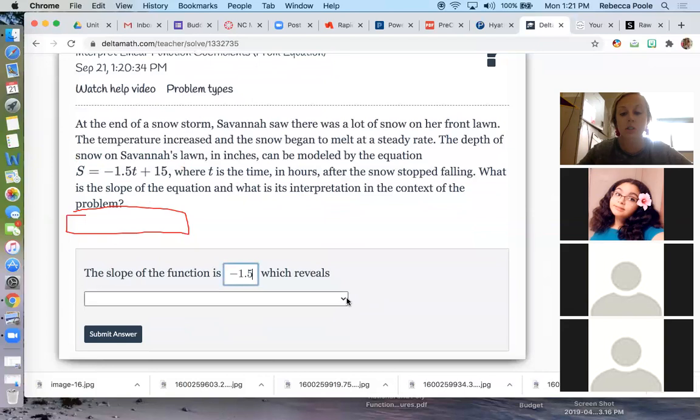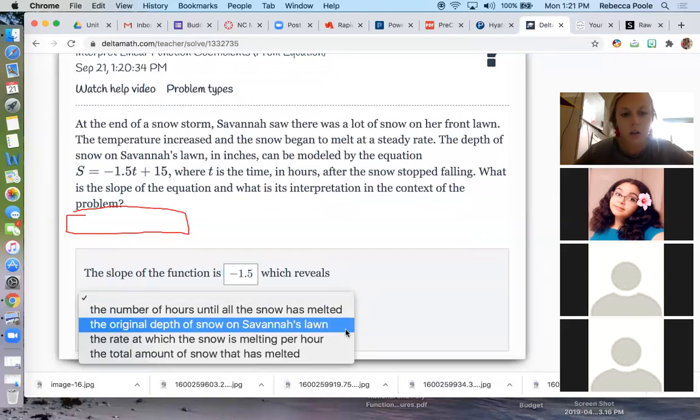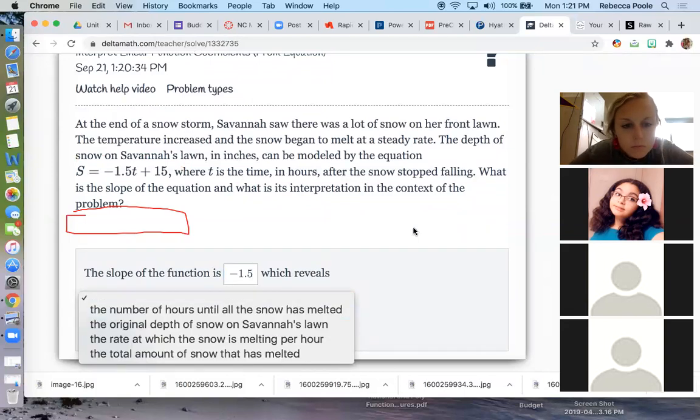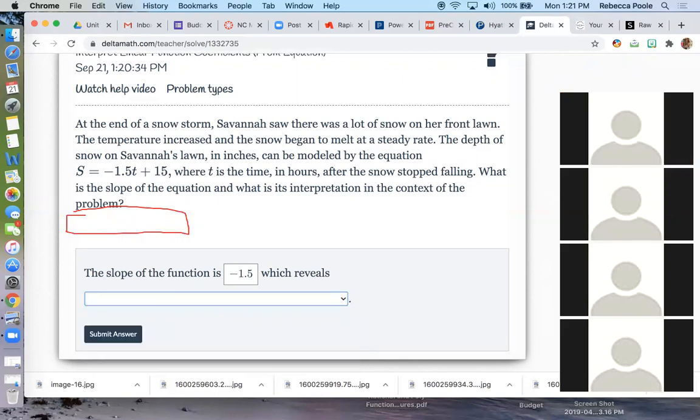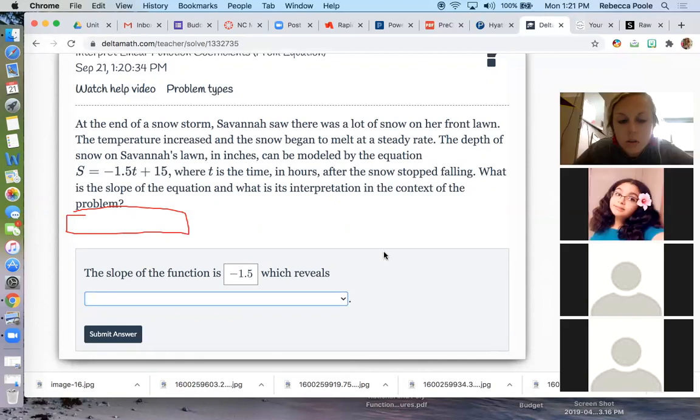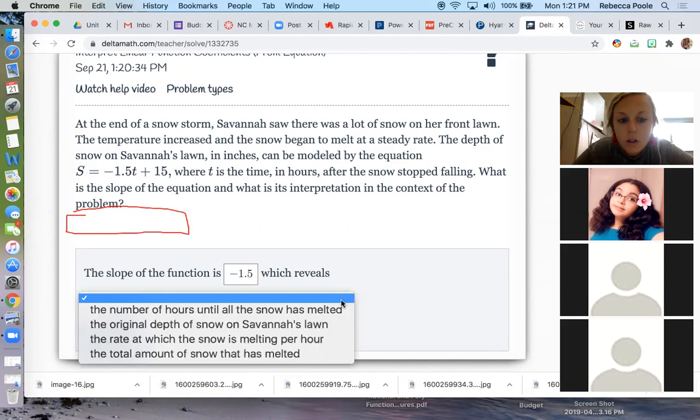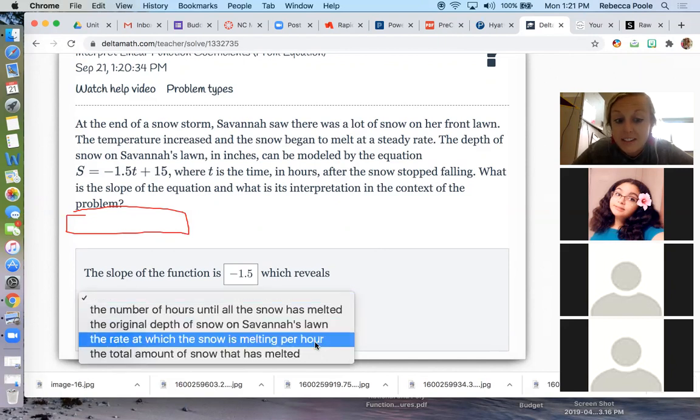Let's look at our answer choices. Nobody blurt it out. Let everybody read. So which one of those could be for our slope? How much of the snow melts per hour? This one? Yeah. Good. Remember, slope is the rate of change.